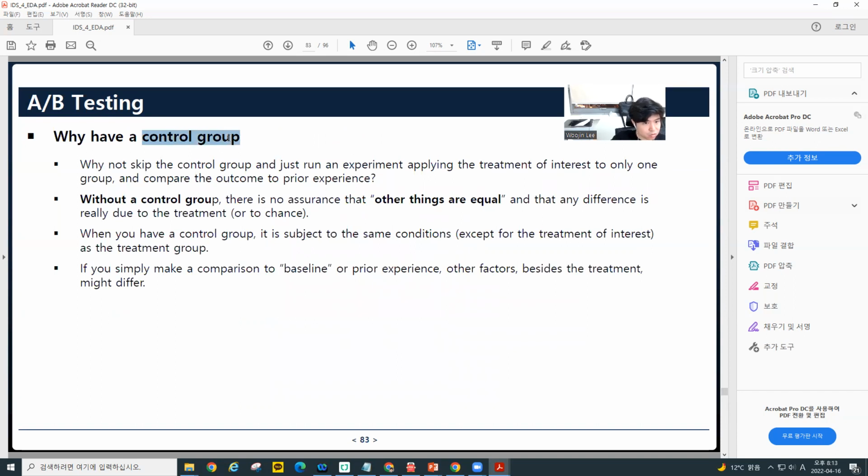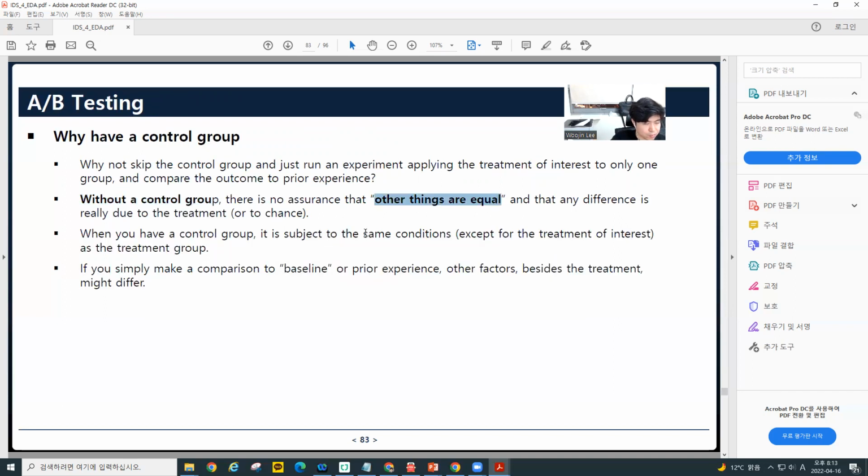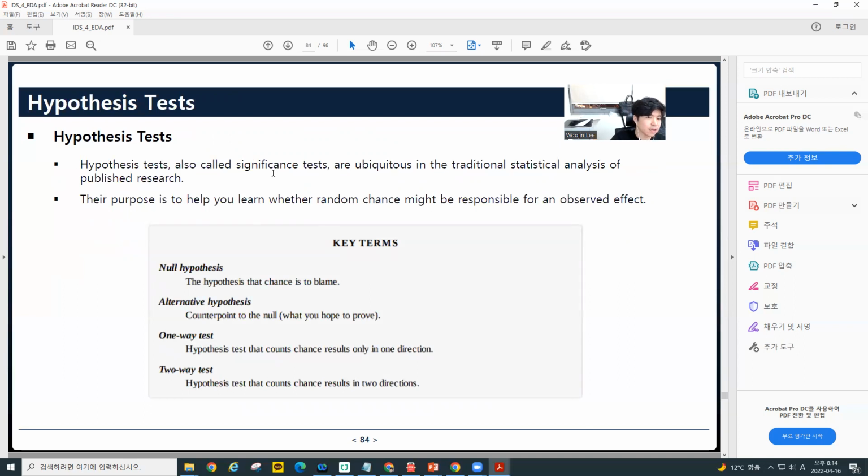그리고 우리는 컨트롤 그룹이라는 걸 갖고 있는데, 컨트롤 그룹이라는 것은 다른 조건들은 다 같게 하고 어떤 한 가지 조치만 다르게 하는 그룹을 말하고, 보통 대조군이라고 이야기합니다. 비교군, 대조군 할 때 다른 것들은 다 같게 두고 어떤 한 가지만 역할을 주는 것을 컨트롤 그룹이라고 이야기할 수 있습니다.